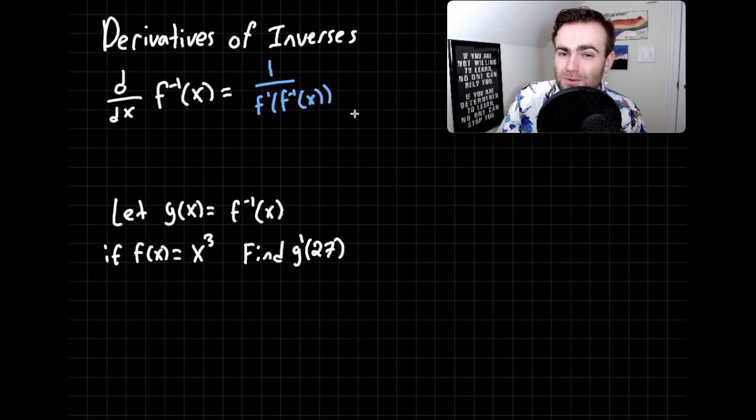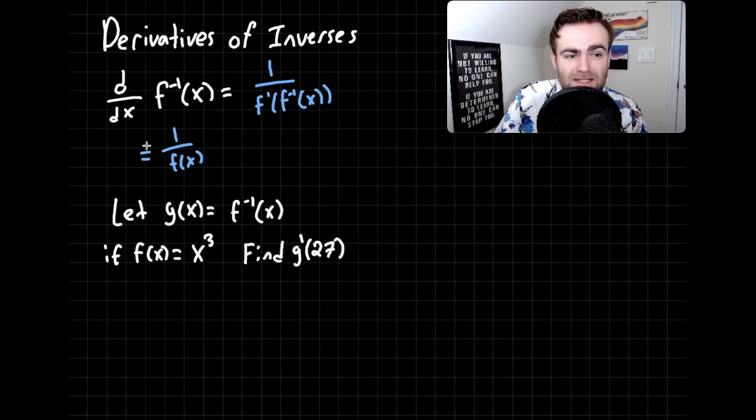That can be a little tricky to remember. I'm not going to lie to you, it's not something that I easily have memorized. One thing that you should definitely keep in mind is that this is inverse notation. It does not mean 1 over f of x. That is not the same.